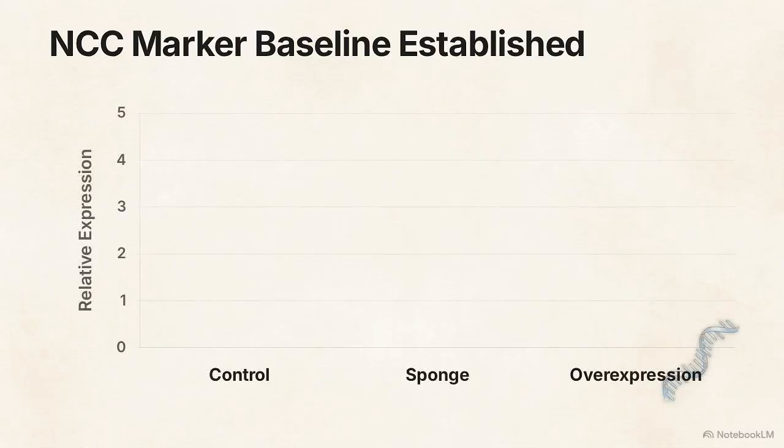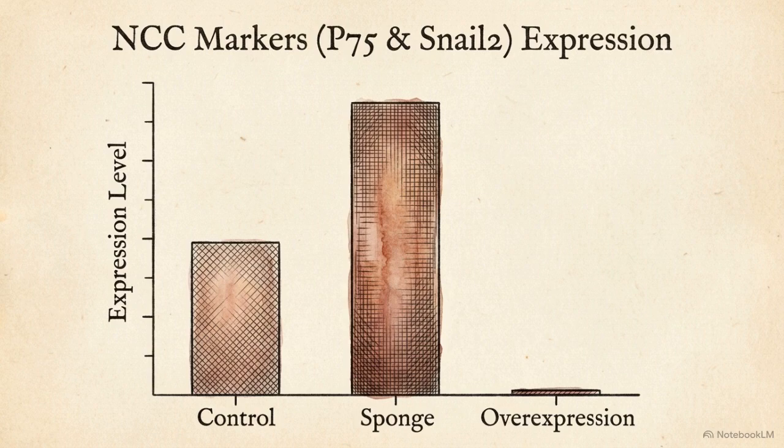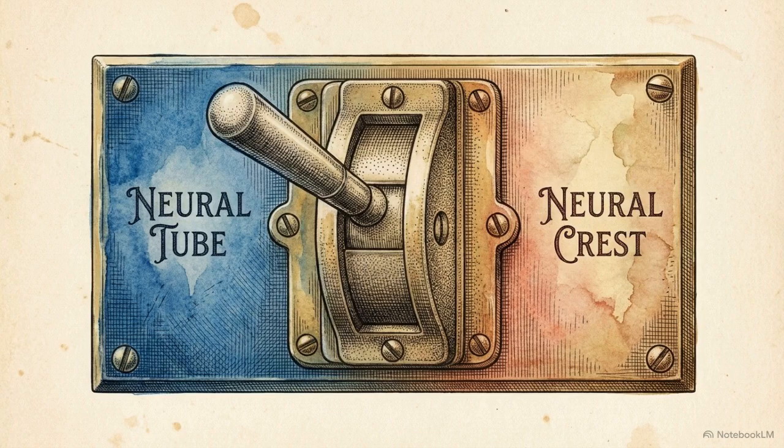This chart shows the relative expression levels of neural crest cell markers, specifically P75 and SNAIL2, across the exact same 3 test conditions. Here, the sponge condition, the complete removal of microRNA 29b, significantly increases the expression of these neural crest markers. And as expected, forcefully overexpressing microRNA 29b actively suppresses neural crest development. The data proves that microRNA 29b functions as a binary switch. Its presence forces neural tube formation while actively blocking the neural crest alternative.